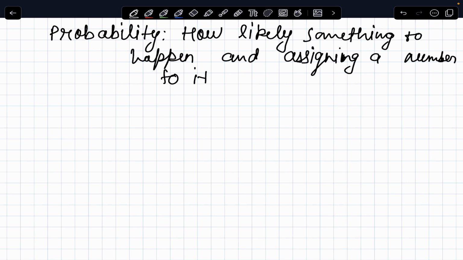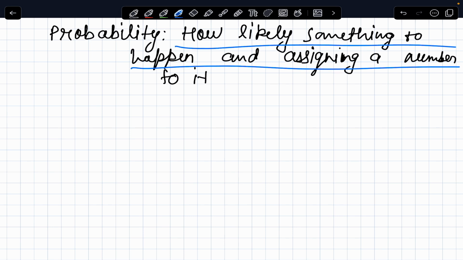What it actually is, is nothing but how likely something is to happen, and assigning a number to it. It's as simple as possible, because this is a basics lecture, so that's why.